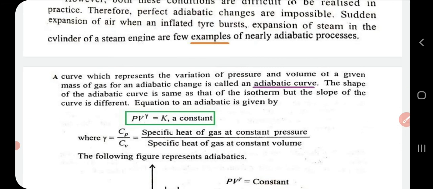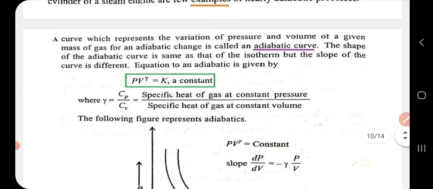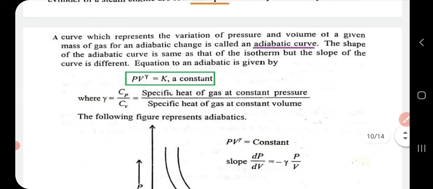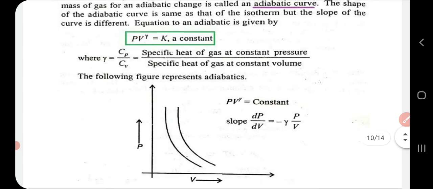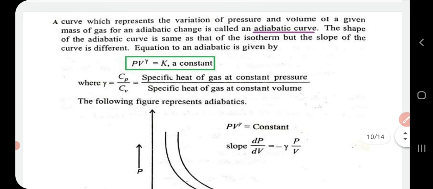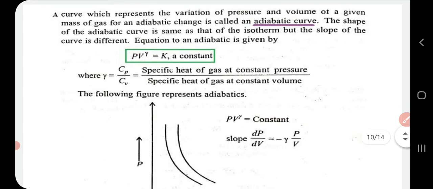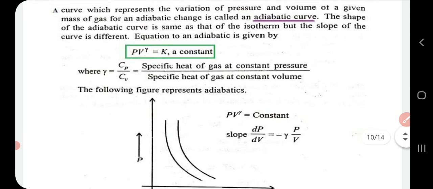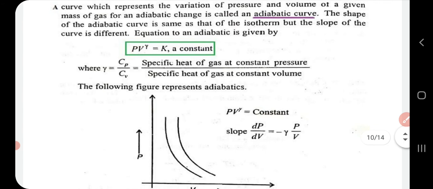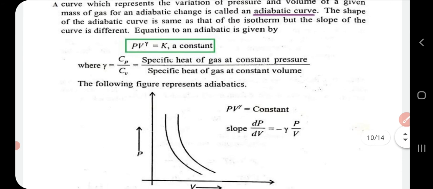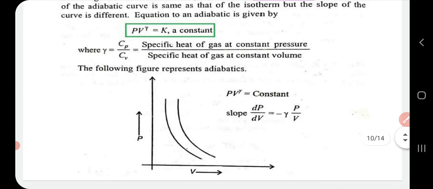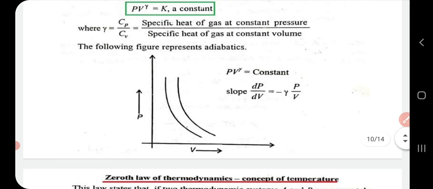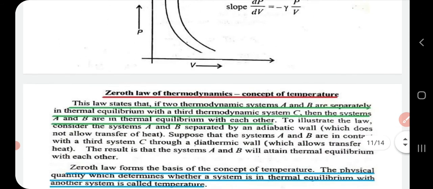Now, a curve which represents variation of pressure and volume of a given mass of gas for an adiabatic change is called an adiabatic curve. See, it is shown here. The slope of the adiabatic curve is different from that of the isotherm. Here the adiabatic equation is PV^gamma equal to a constant, where gamma is Cp by Cv, that is, specific heat of gas at constant pressure by specific heat of gas at constant volume. Slope is dP by dV, that is equal to minus gamma P by V.